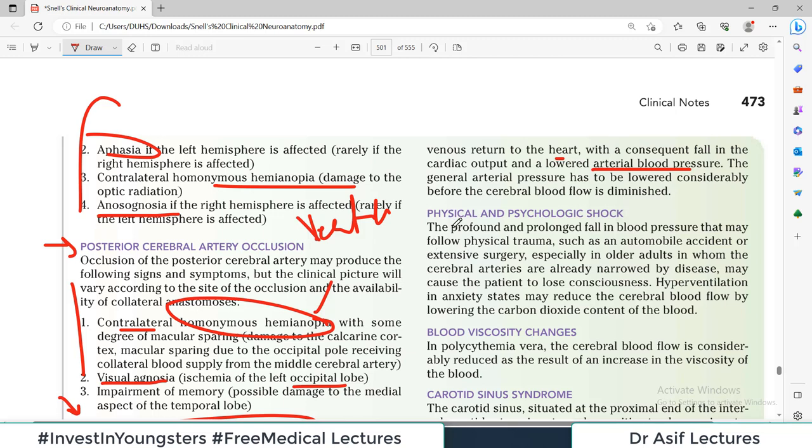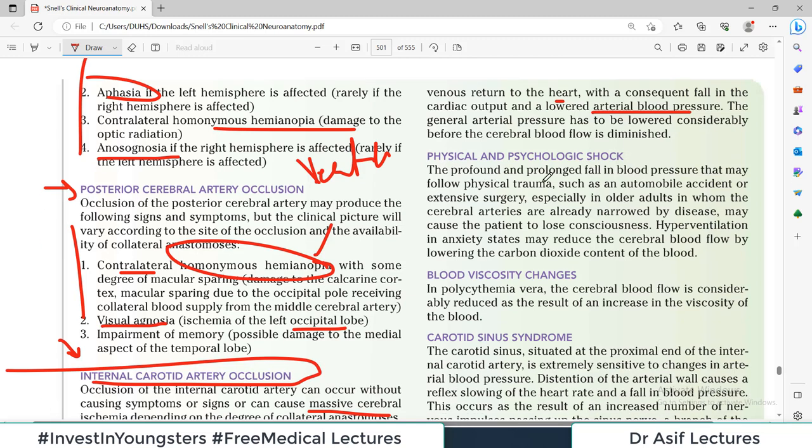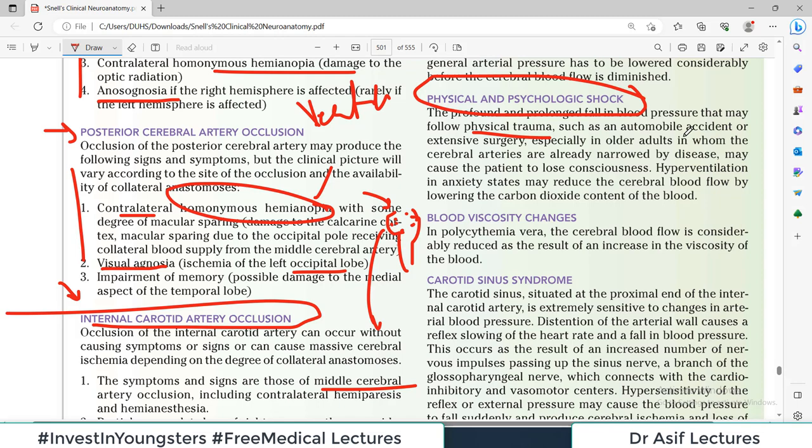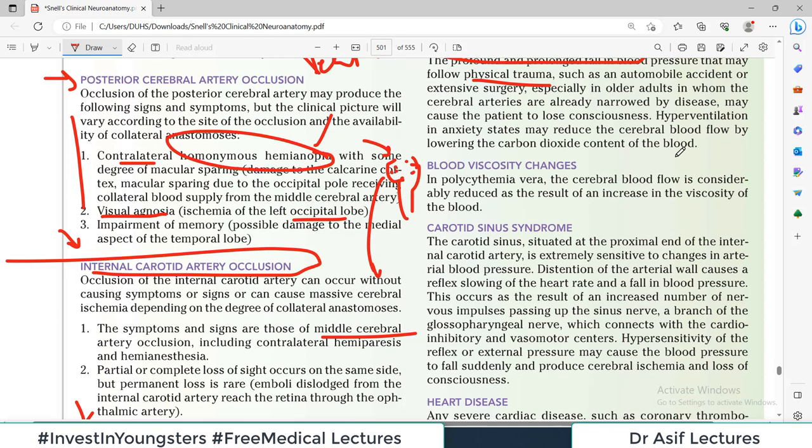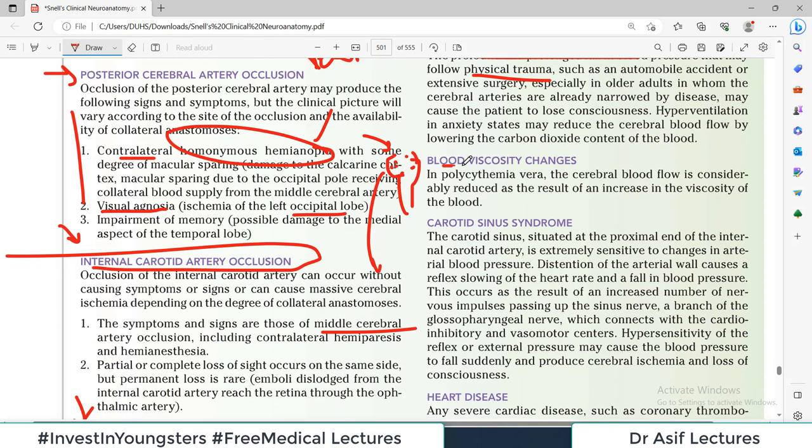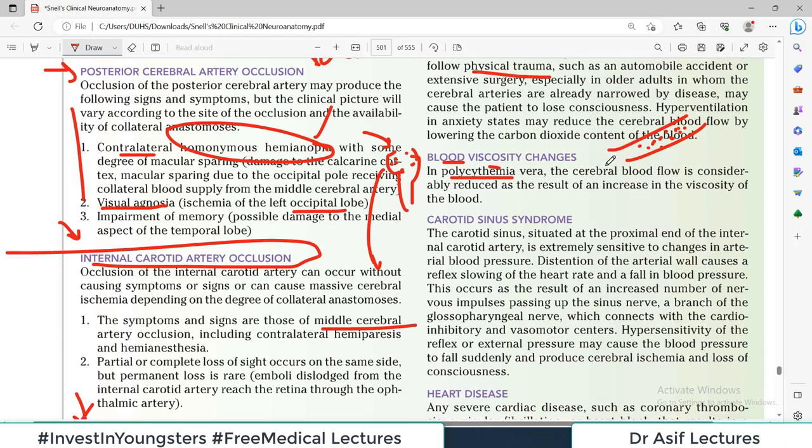Okay, the physical and physiological shock: the profound and prolonged fall in the blood pressure that may follow physical trauma such as an automobile accident. So this can cause disruption of the blood supply. Another thing which can cause disruption is the blood viscosity. So for example, if there is a blood vessel or isme blood count, RBC count badh gaya hai, such as in polycythemia vera, this will also lead to disturbed blood supply to the brain.